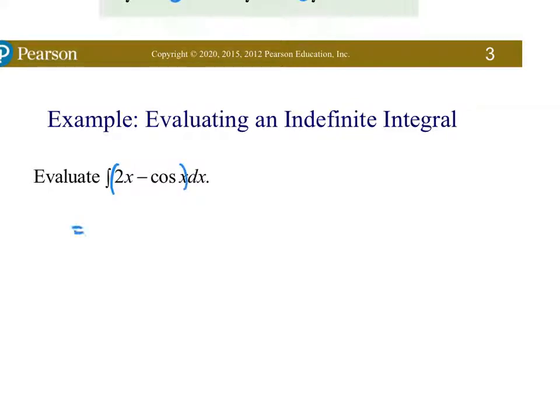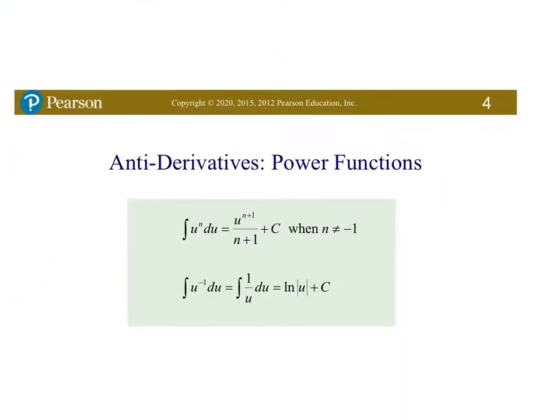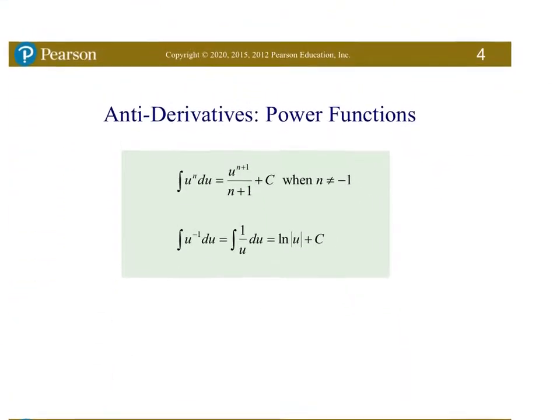And then we're going to find the antiderivative of each term. So 2x has an antiderivative of x squared. Negative cosine has an antiderivative of negative sine of x. And this is an indefinite integral, so we have to have the plus c. So that was an example of working with the power function.